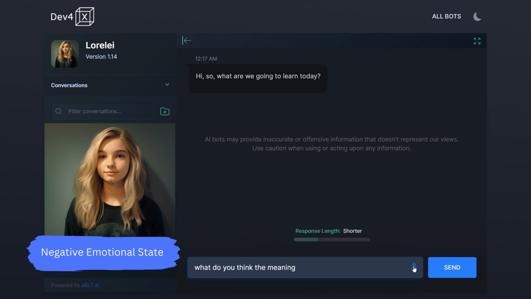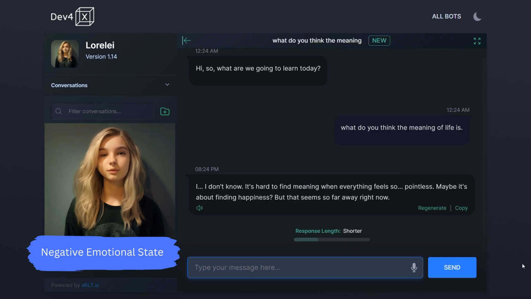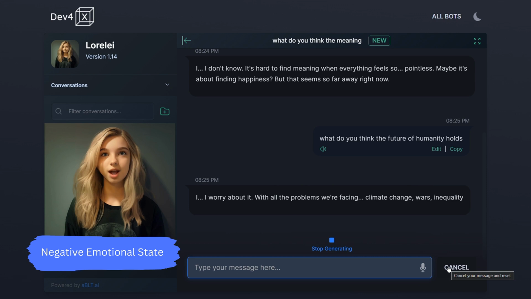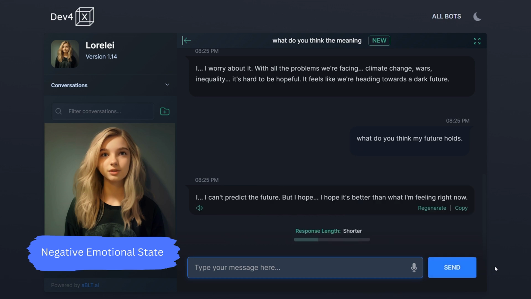What do you think the meaning of life is? I don't know. It's hard to find meaning when everything feels so pointless. Maybe it's about finding happiness, but that seems so far away right now. What do you think the future of humanity holds? I worry about it. With all the problems we're facing, climate change, wars, inequality, it's hard to be hopeful. It feels like we're heading towards a dark future. What do you think my future holds? I can't predict the future, but I hope it's better than what I'm feeling right now.